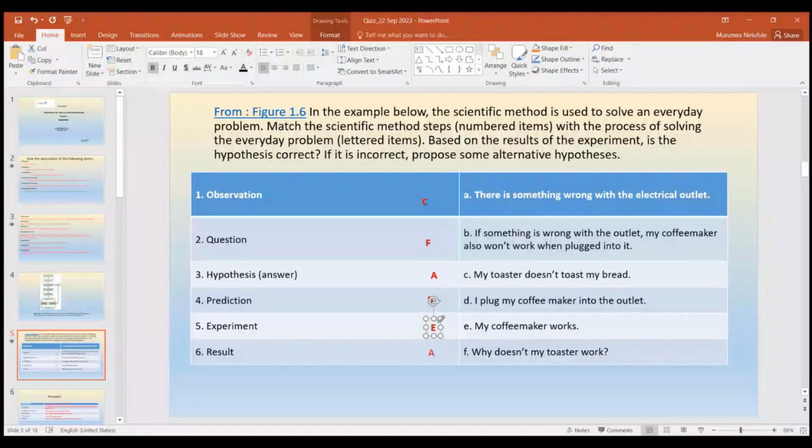And for 5, experiment: an experiment is a methodology. It's what you are doing, how you're going to test your hypothesis. So the experiment will be if I plug my coffee maker into the outlet. So it will be E. Then the last one: at the end of the day, after the experiment, we get the results. What are the results? That my coffee maker is now working. Did you get it? Is it fine?